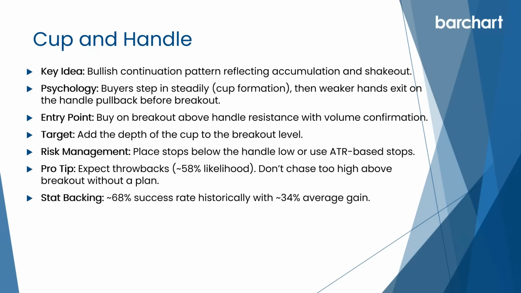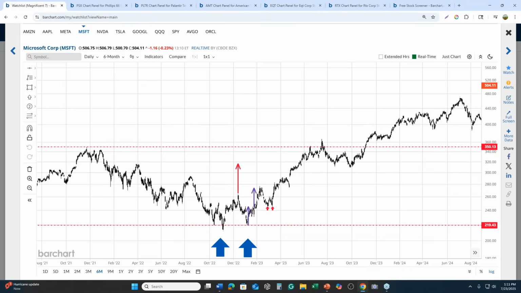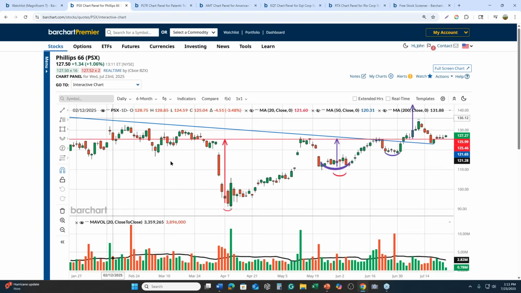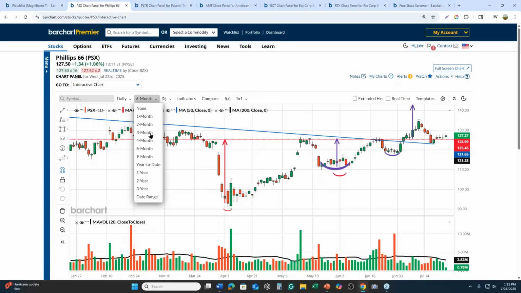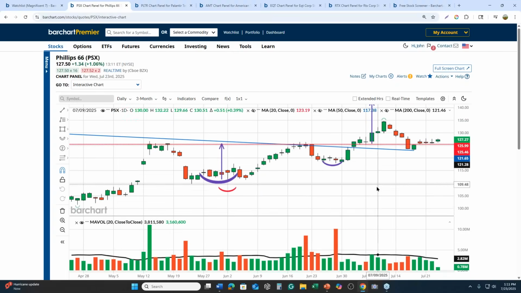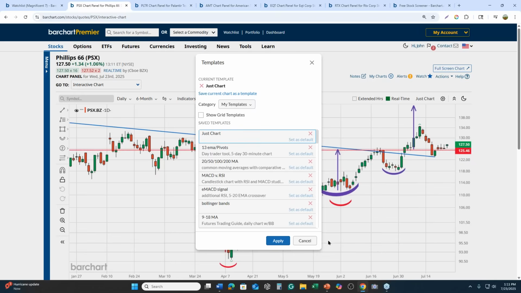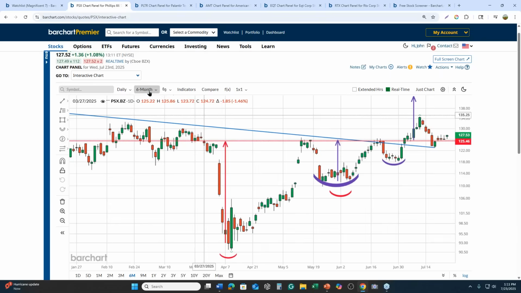So let's go and look at an example. And let me start with this one. And this is Phillips 66. And let me go down to 3 months. So let's take this template off here for a second. I'm gonna make this a little bit cleaner. Okay.